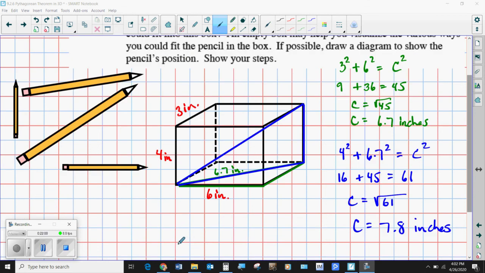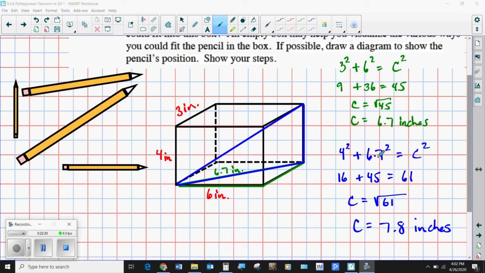All right. So now that we know this distance here is 6.7 inches, and we knew this was 4 inches because this is the same as this, which is the same as this. They're all the heights on these are the same, which are 4 inches. And we're going to take 4 squared plus 6.7 squared equals c squared.